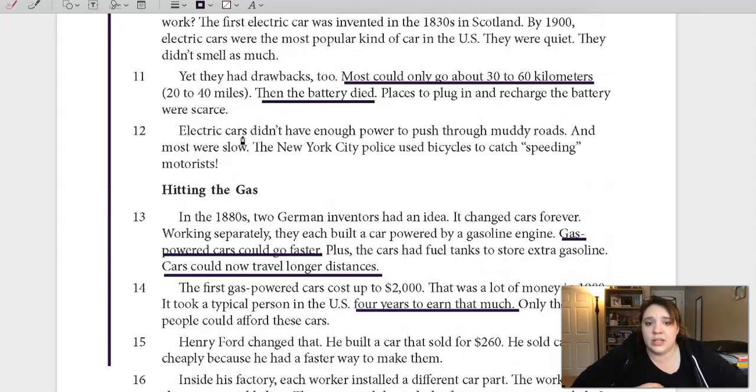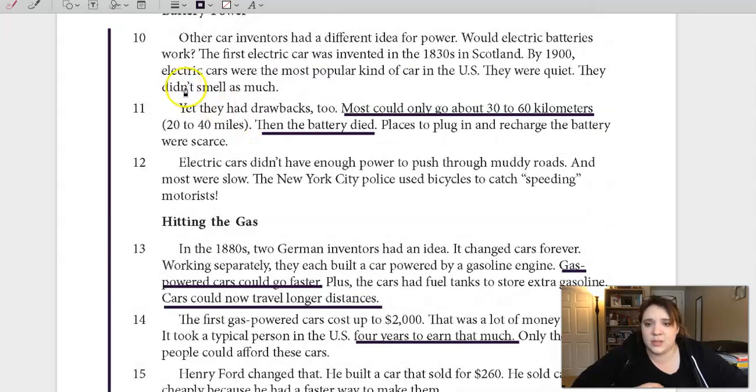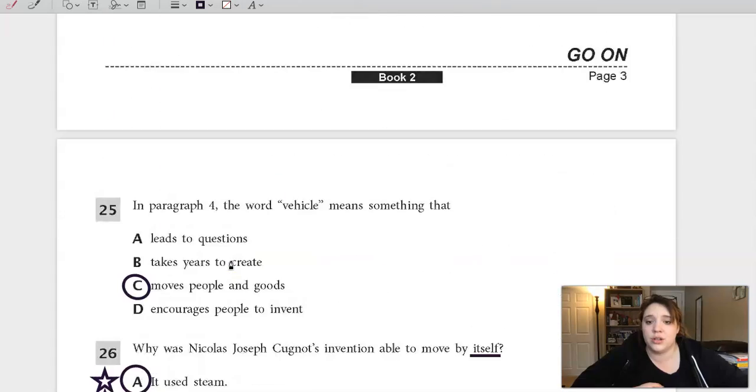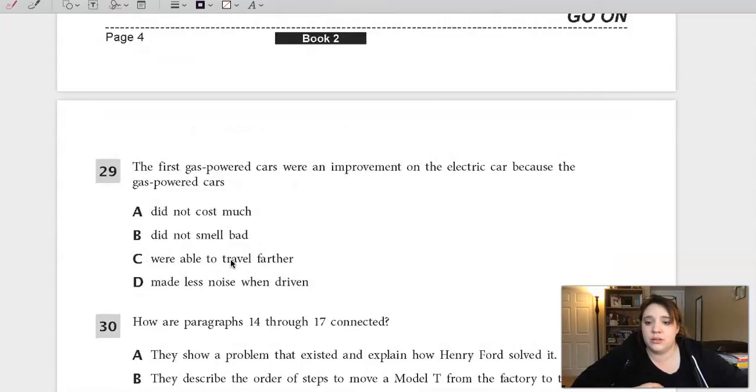Now, it didn't say it didn't smell as bad. See, this one is more about the electric battery, so that it wasn't smelling as much. But we're talking about the gas-driven cars. So for this one, we know that it's not necessarily true. It did kind of change how much it costs, yes, but we know that might not be it. Well, the smell of bad, that was all about the battery powered. Made less noise when it drove? Well, we don't know that.